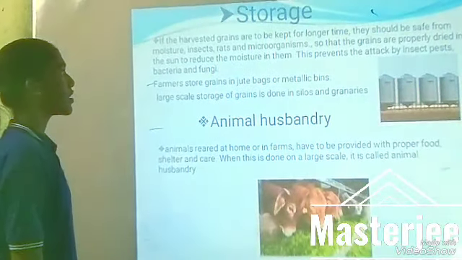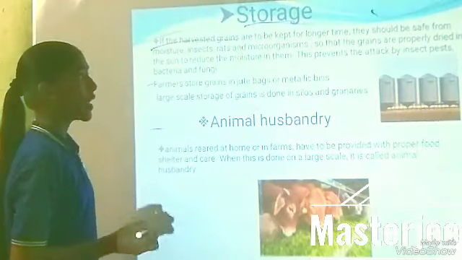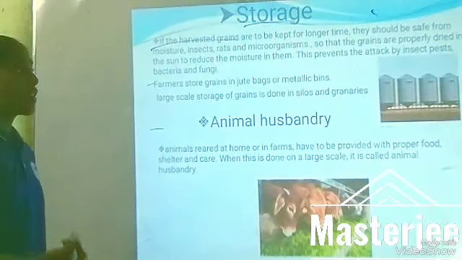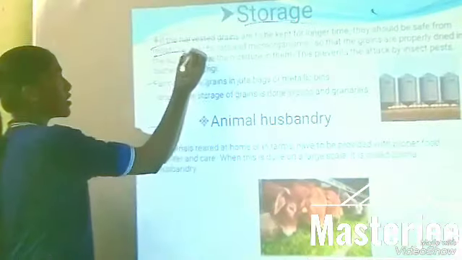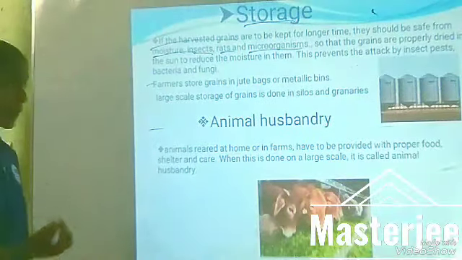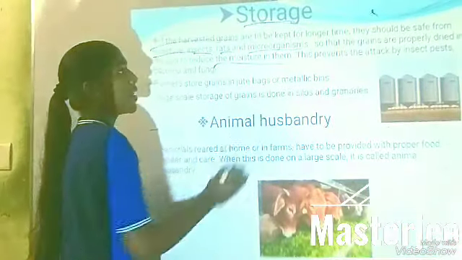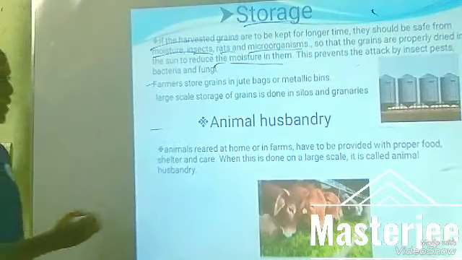The next thing is storage. If the harvested grains are to be kept for a longer time, they should be saved from moisture, insects, rats, and microorganisms, so the grains are properly dried in the sun to reduce the moisture in them. This prevents the attack of insects.